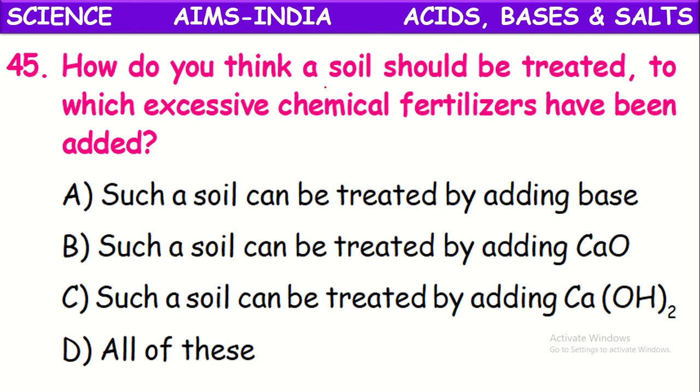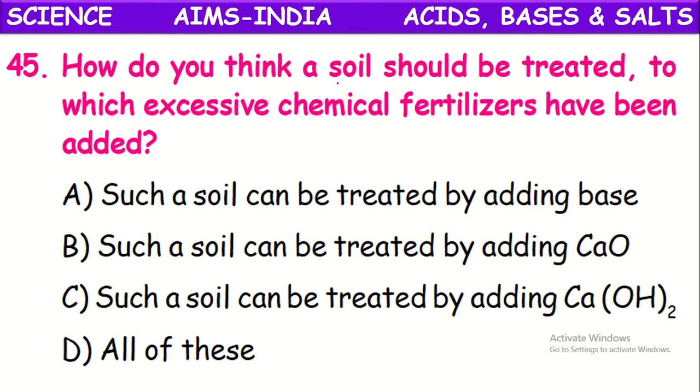Next, how do you think a soil to which excessive chemical fertilizers have been added should be treated? So if excessive fertilizers are added, how is it to be treated? See what they have given. Such a soil can be treated by adding base. Such a soil can be treated by adding calcium oxide. Such a soil can be treated by adding calcium hydroxide.